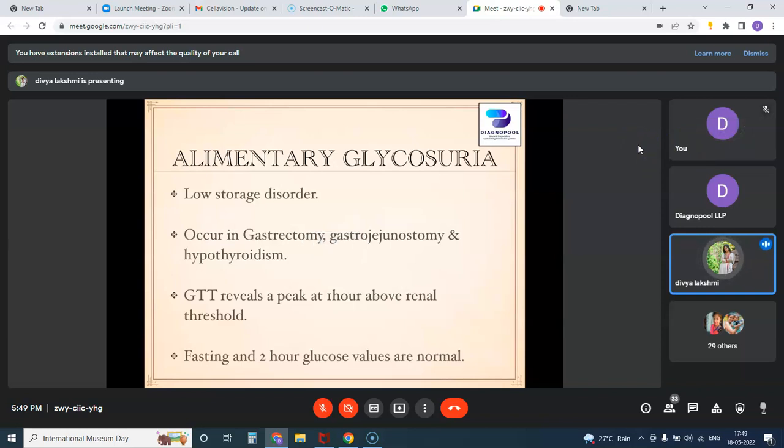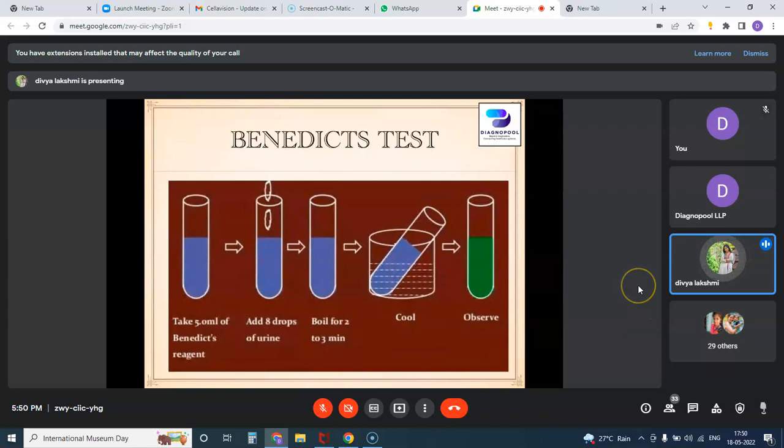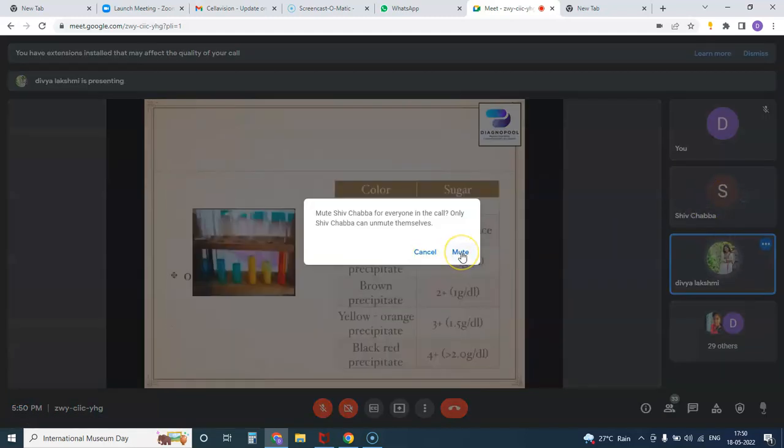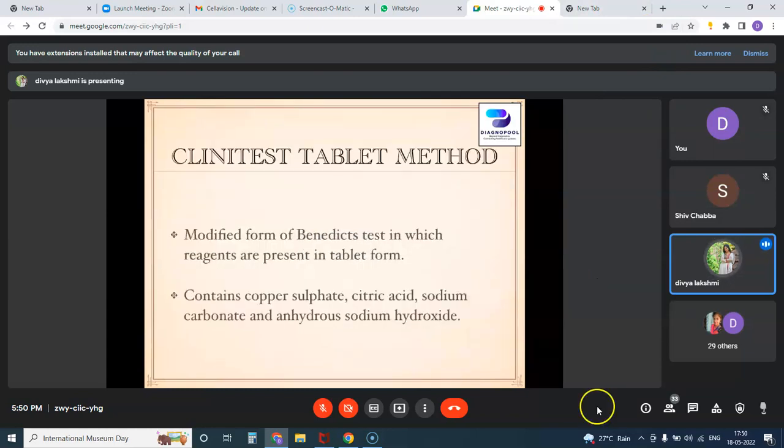So we have different types of tests available for checking sugar in the urine. The most commonly used test is Benedict's test. We all know in Benedict's test we take 5 ml of reagent, add 8 drops of urine, and see the color change. Depending upon the color change, we will grade it as 1+, 2+, or 0.5 gram or 1 gram of sugar present in the urine. Second, tablet forms are also available, and the color change of the tablets is also correlated to the amount of sugar present in the urine.